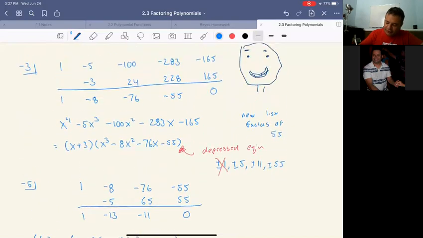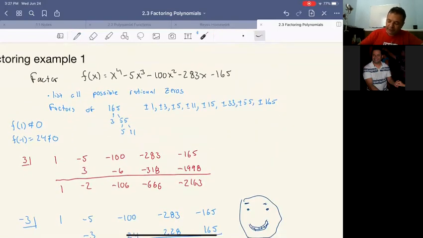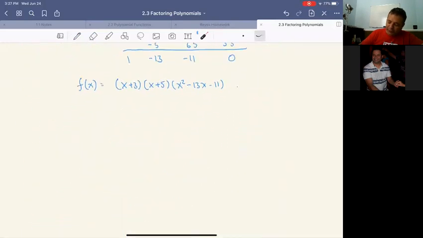So that's our original expression factored. Now our rational roots are negative 3 and negative 5. We can still factor this though, but we can no longer keep our answers rational. We may have imaginary or just real numbers. Okay, let's go ahead and do that. Let's factor x squared minus 13x minus 11.